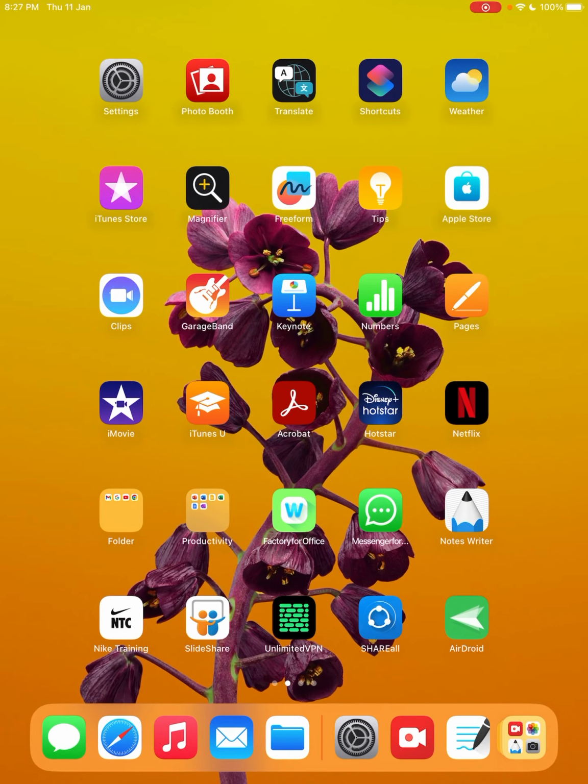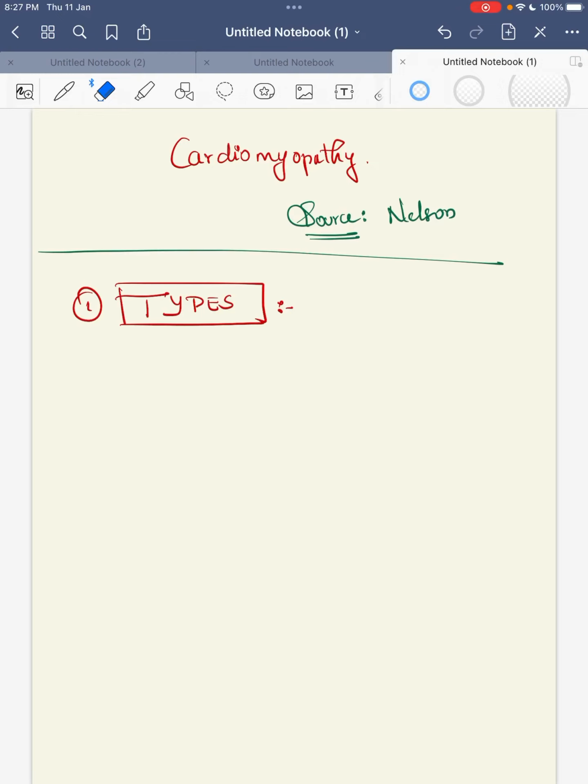Today we'll discuss cardiomyopathy. This can be asked in detail, or each of the cardiomyopathies can be asked as a separate 7-mark question. Okay. Starting off with the types.